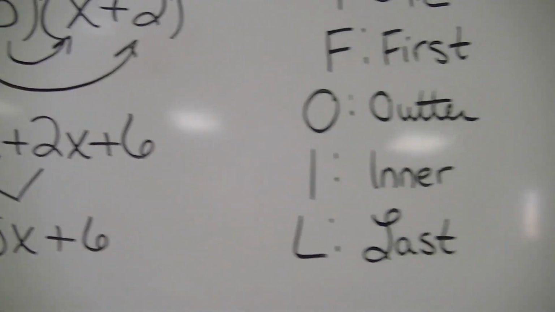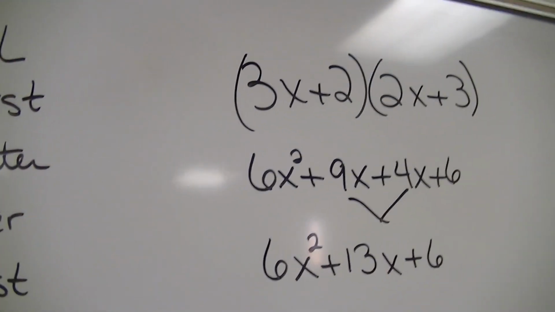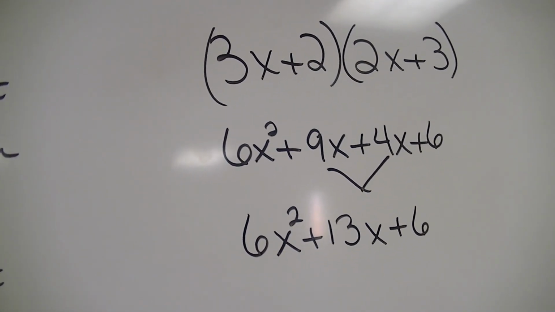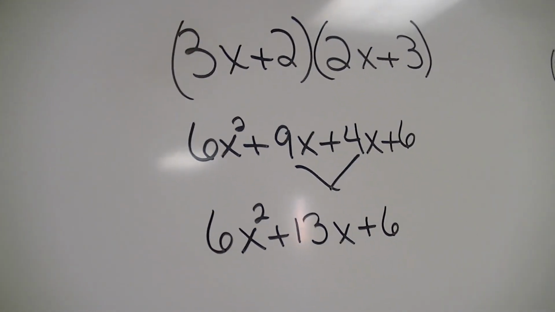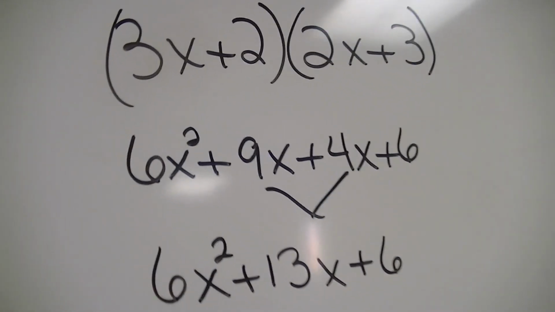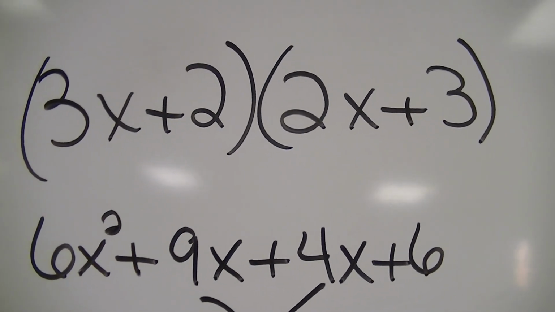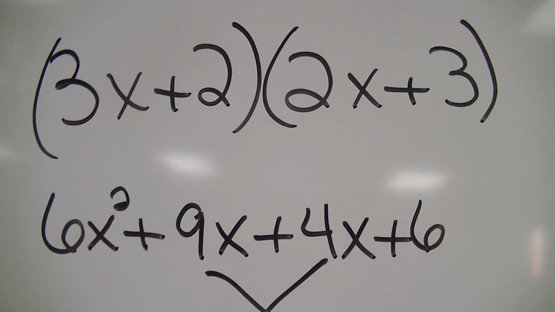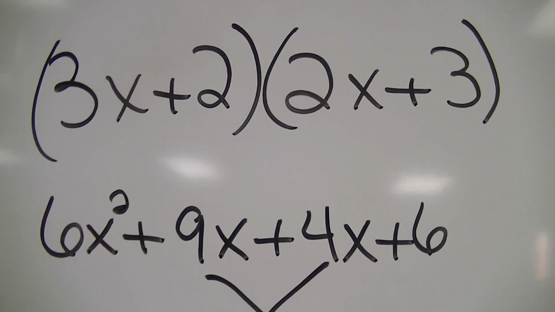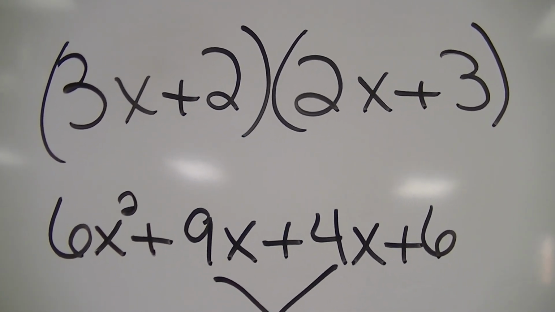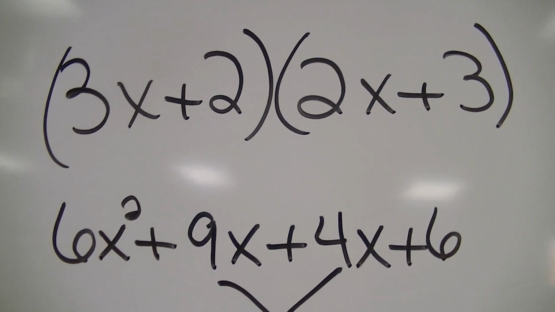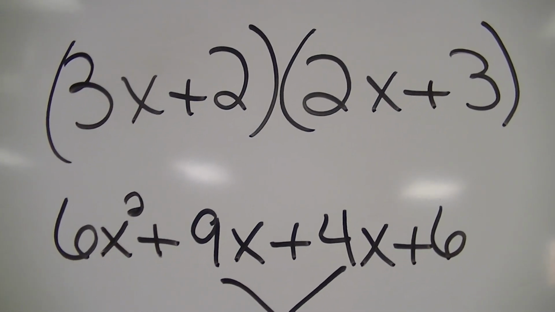Now, there can be numbers in front of the x as well. That's not that scary. It's okay. We can handle it the exact same way. So we're going to say first, we're going to take 3x times 2x. That gives us 6x squared. Next, we're going to say 3x times the 3. That gives us 9x. 2x times a 2 gives us 4x. And 2 times 3 gives us 6.